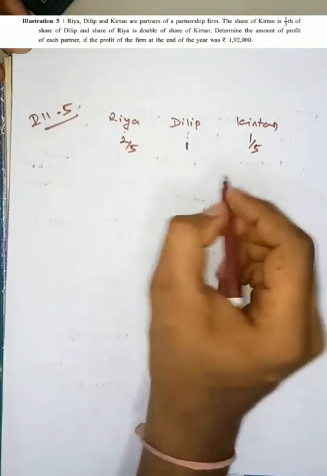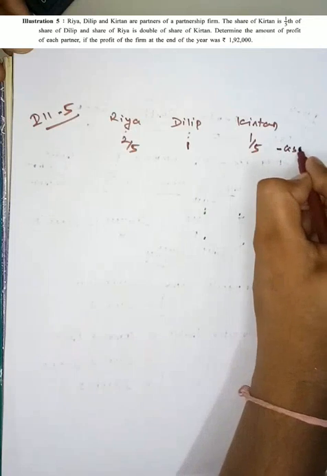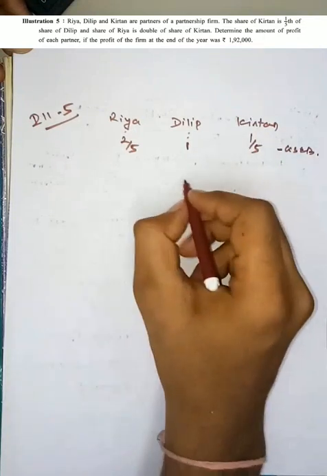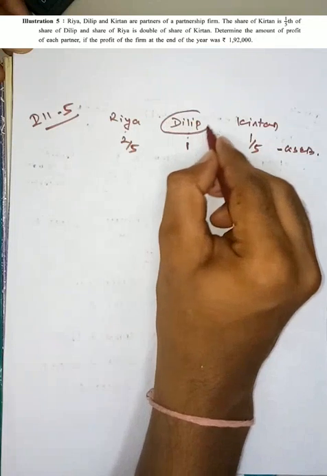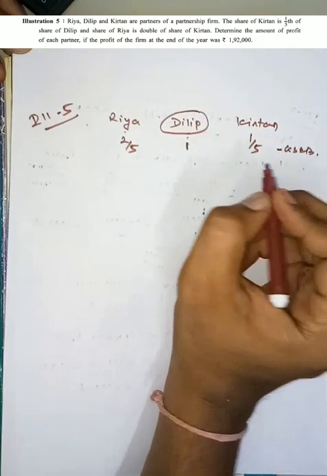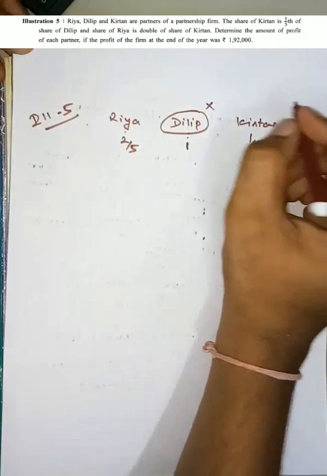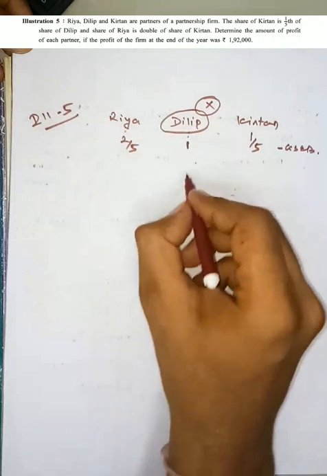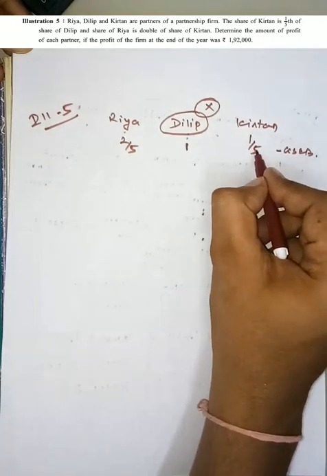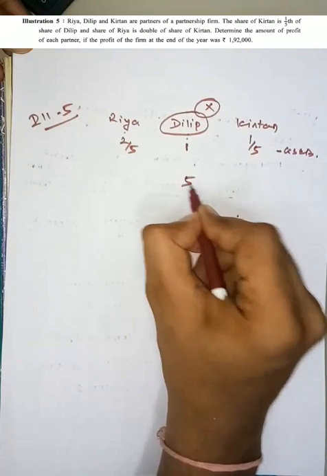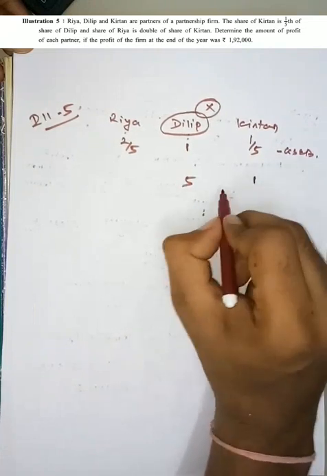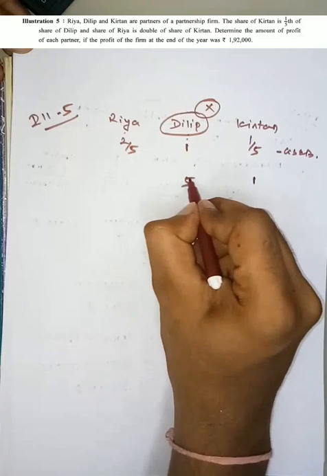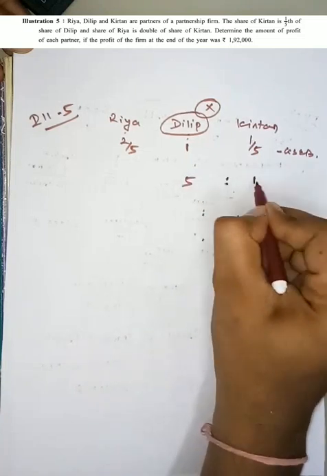This is the difficult method which is followed in the GSEB board. Instead of that, just calculate. If the assumption is given on the basis of Dilip, we will take him as X and take his value. Read it again. The share of Kirtan is 1/5 the share of Dilip. So ultimately this is 1/5 of him. So if we take Dilip as 5, Kirtan will become 1.